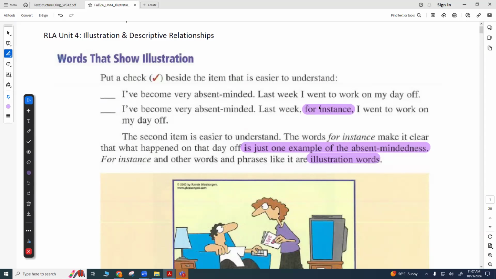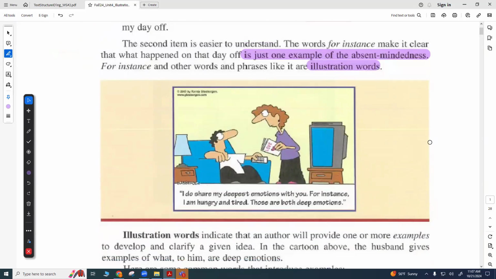And so just like we've seen with a lot of our signal words, these illustration words help to show where we are trying to provide that explanation or evidence for these more abstract ideas of how we're feeling or what we think we are.